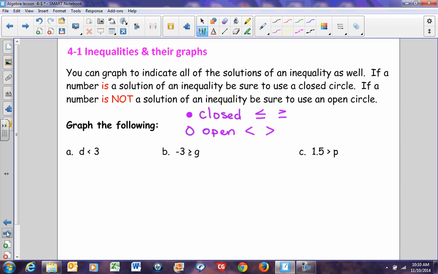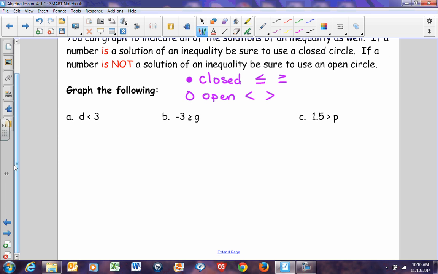So if we need to graph d is less than 3, all we need to do is make a number line, and of course you have to put enough numbers on the number line so we can clearly see that. You know how to do a number line.